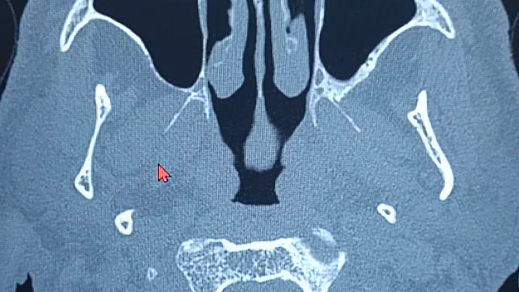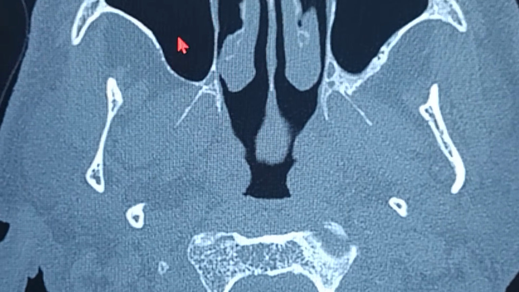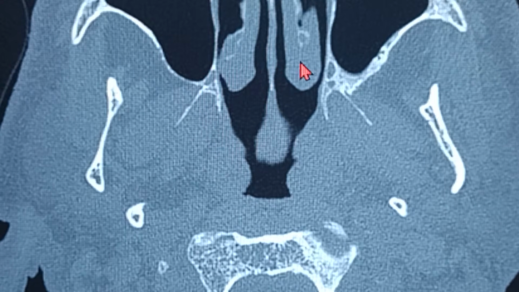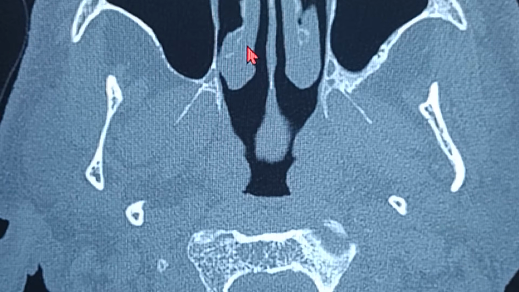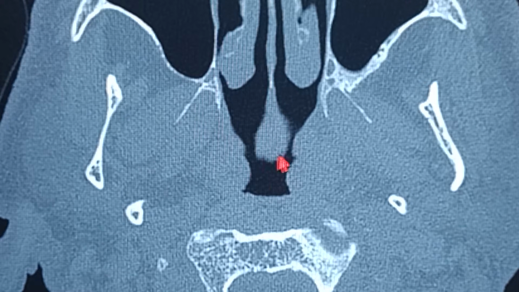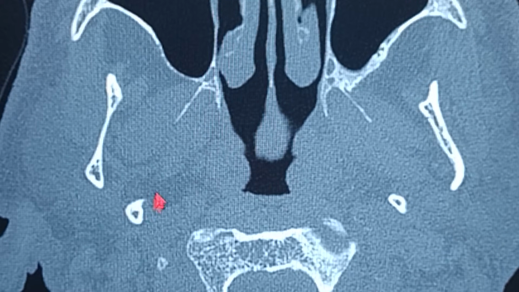Okay, here we go. I'm going to zoom this. This is the maxillary sinus. You can see the posterior wall of the maxillary sinus, the septum, the inferior turbinate. Obviously that's the inferior turbinate because we're going from below above. Then this is the choana area, and that's the right side, and that's the left side.